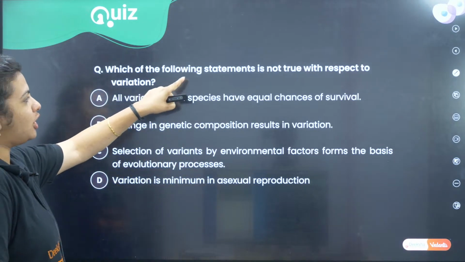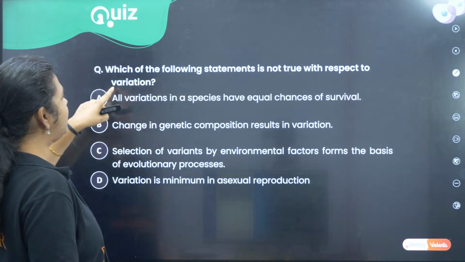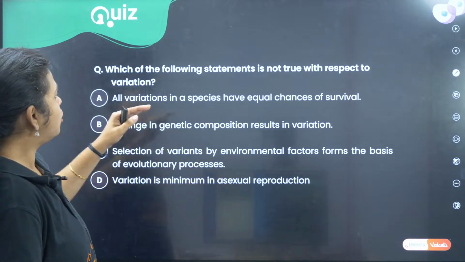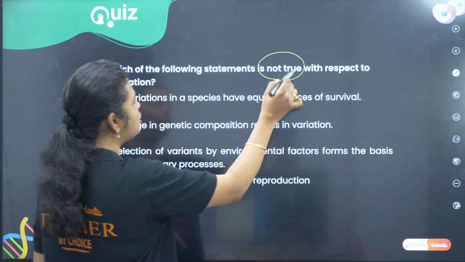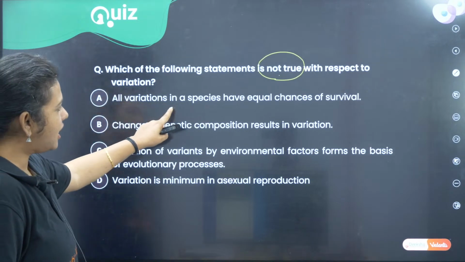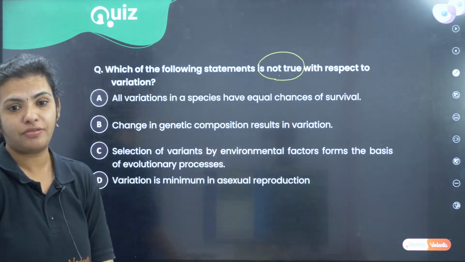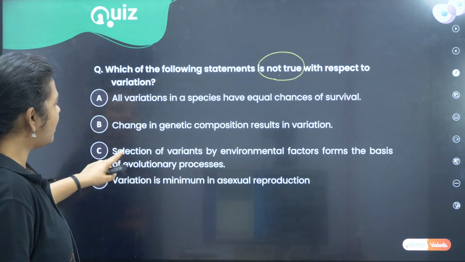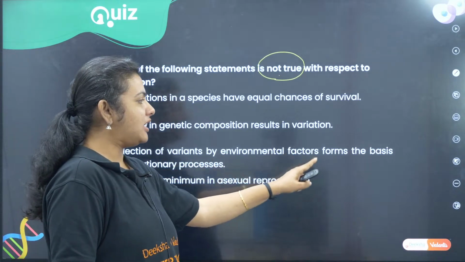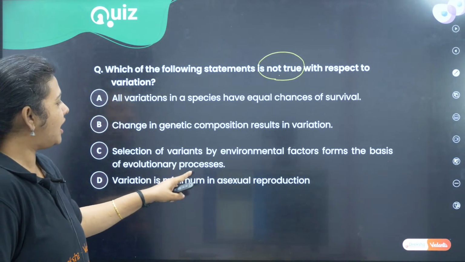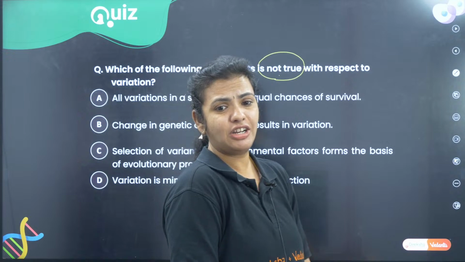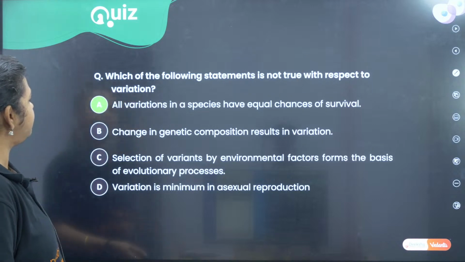All right. Okay. So, which of the following statements is not true with respect to variation? Variation means mixing of characters. Correct? So, which is not correct, which is wrong, you are going to find out. All variations in a species have equal chances of survival. Change in genetic composition results in variation. Selection of variants by environmental factors forms the basis of evolutionary process. Variation is minimum in asexual reproduction. I think the evolution chapter is being deleted, right? I think it is not there for you. So, we will just skip this question.